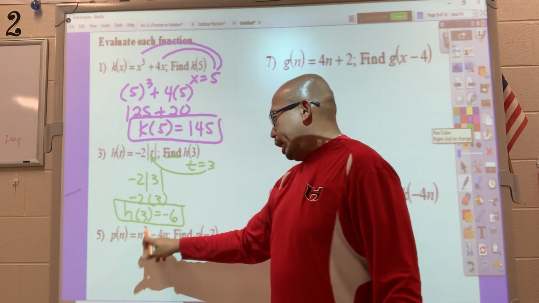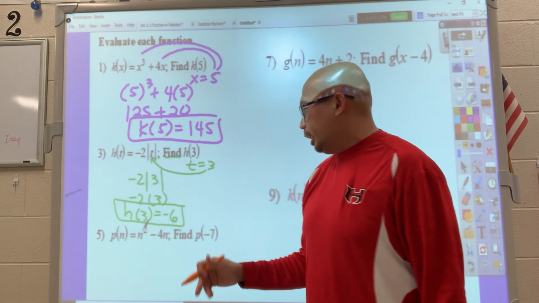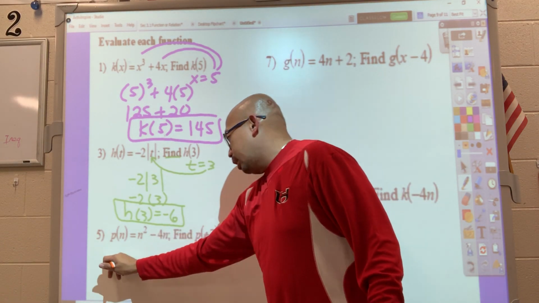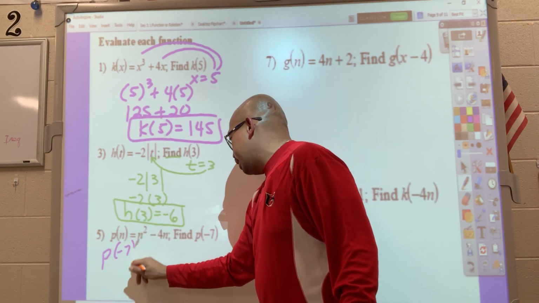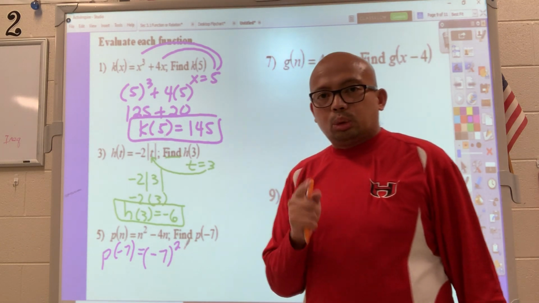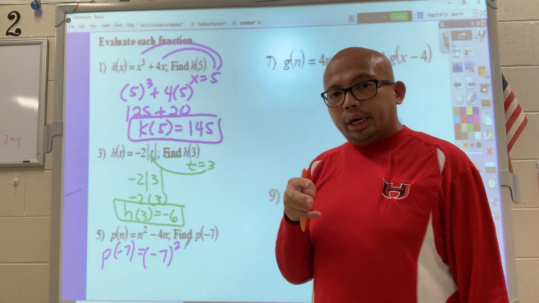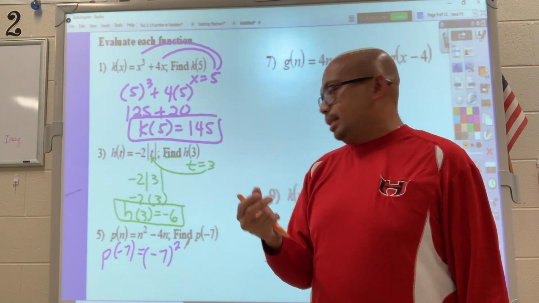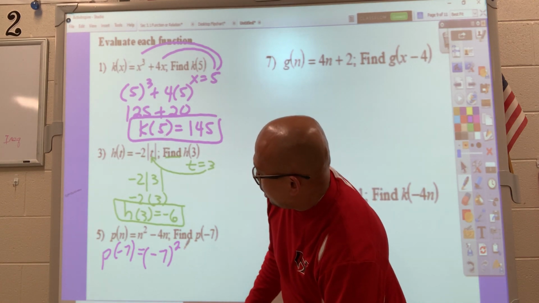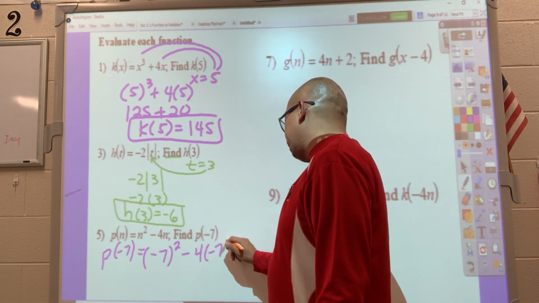p of n is equal to n squared minus 4n. Find p of negative 7. You just have to plug in the negative 7 for the n there. So p of negative 7 is equal to negative 7 squared. Please make sure that when you use a calculator, guys, you need to have parentheses if you're squaring a negative base. Squaring a number, I mean. Minus 4 times negative 7.